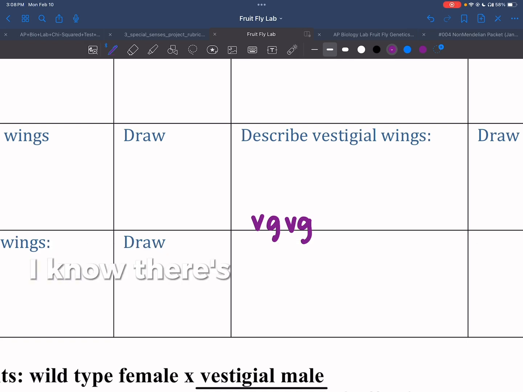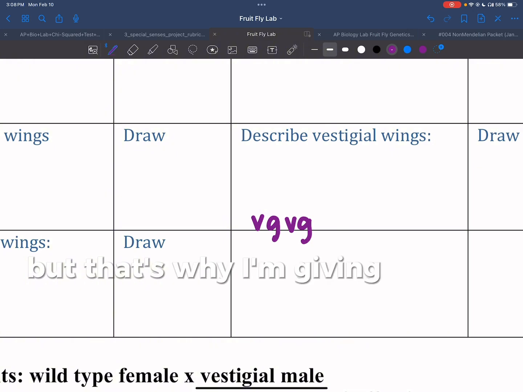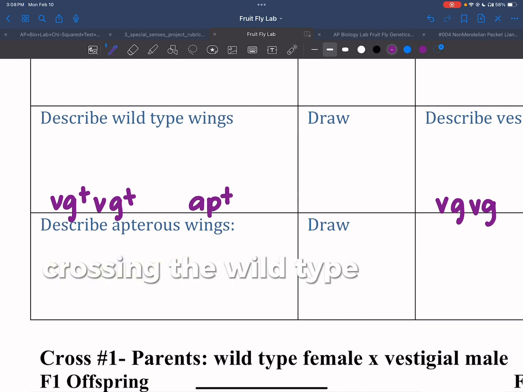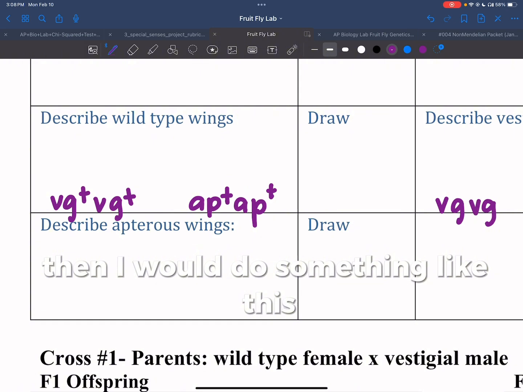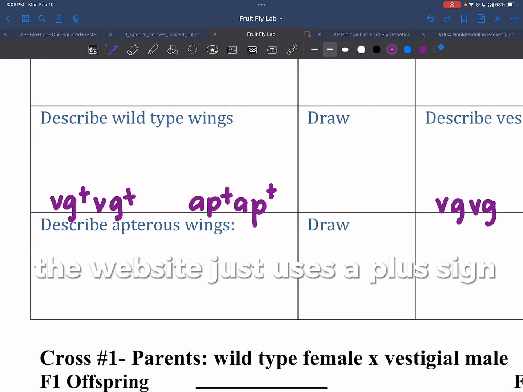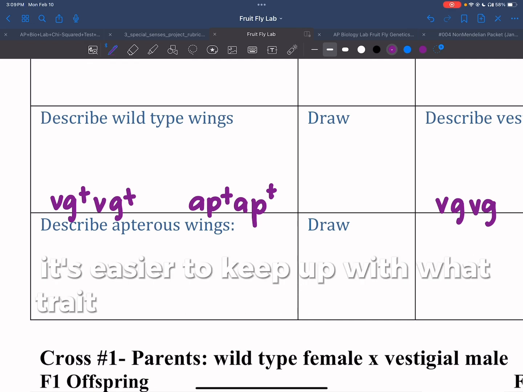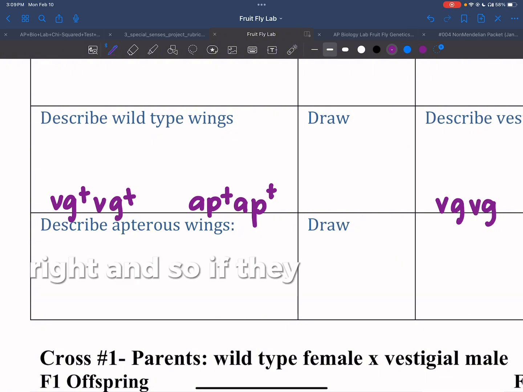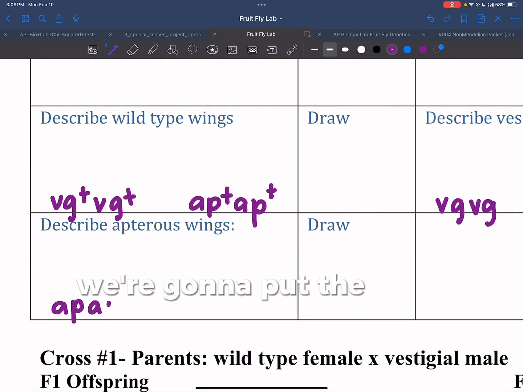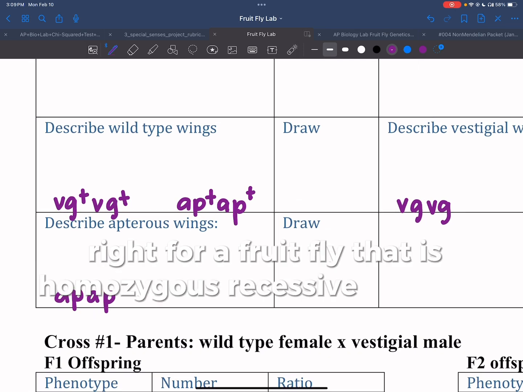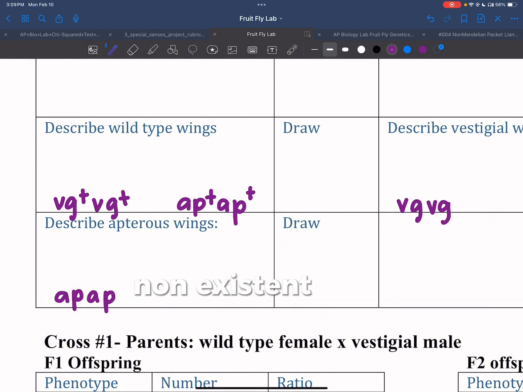I know there's a lot of letters and pluses, but that's why I'm giving you this information up front. For the apterous, if I was crossing the wild type with the apterous wing, then I would do something like this. The website just uses a plus sign to denote wild type, okay? We're going to do it a little bit differently because it's easier to keep up with what trait we're actually talking about, right? If they have apterous wings, those are recessive, so we're going to put AP, AP for a fruit fly that is homozygous recessive for these non-existent apterous wings.